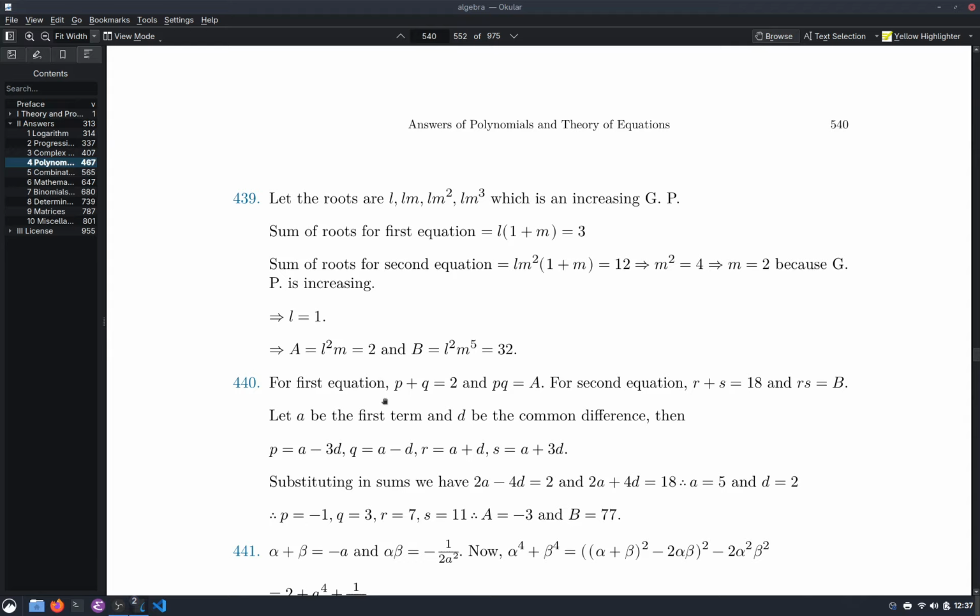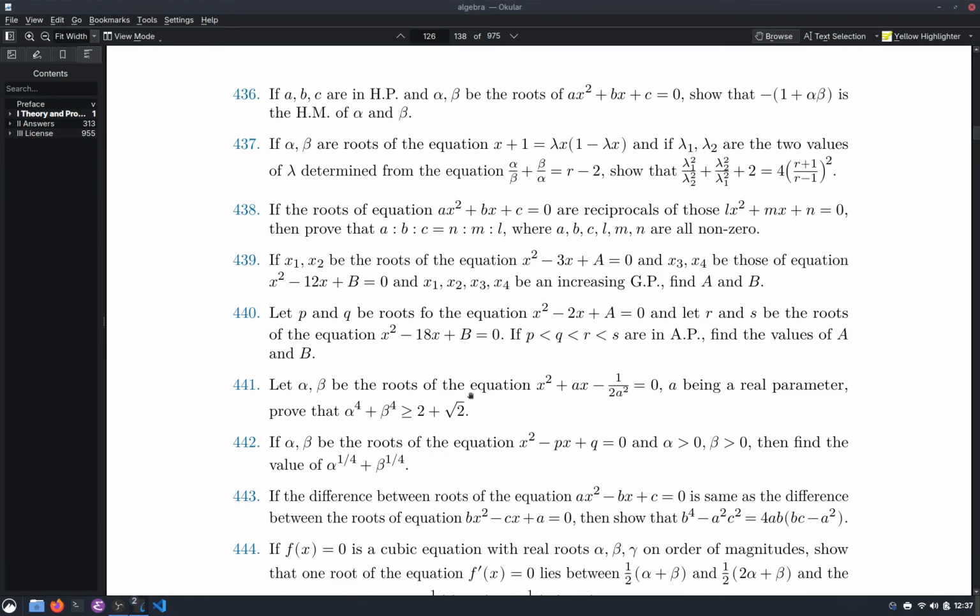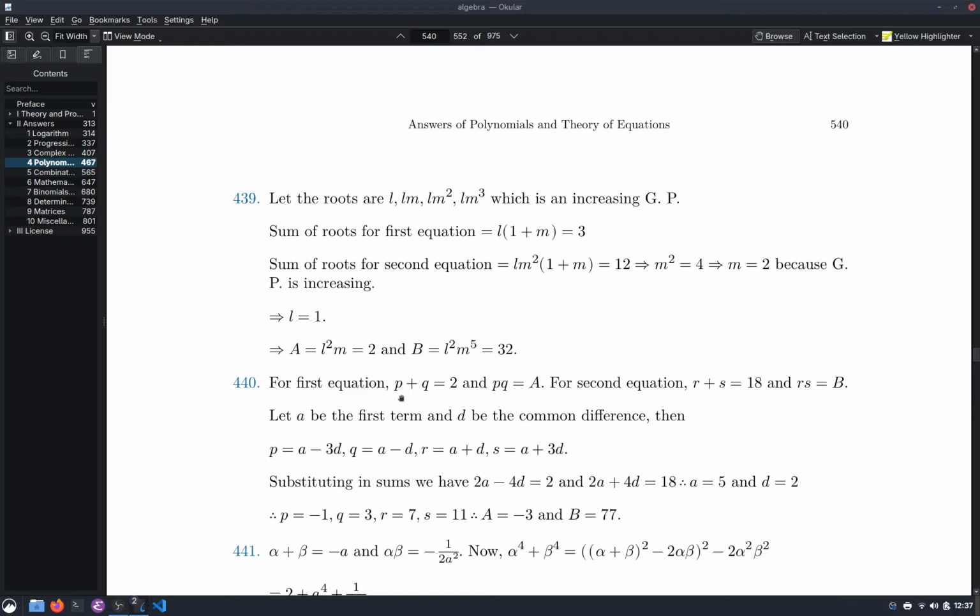So from the first equation, that is from this equation, P plus Q will be 2 and PQ will be A. And for second equation, R plus S will be 18 and RS will be B. Now we let alpha to be the first term and D be the common difference of the AP.